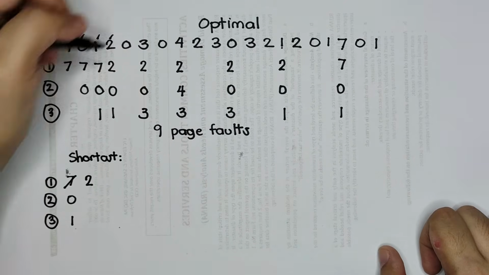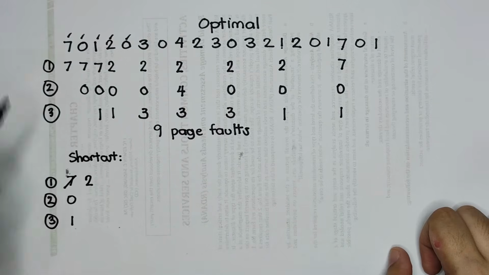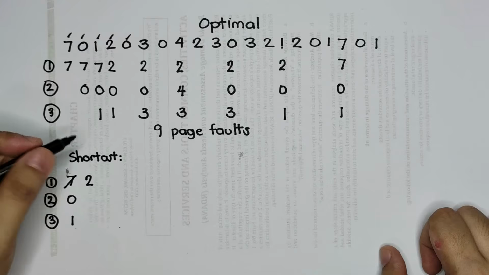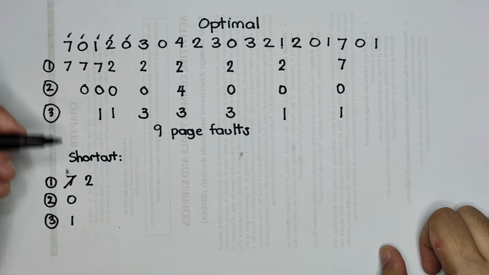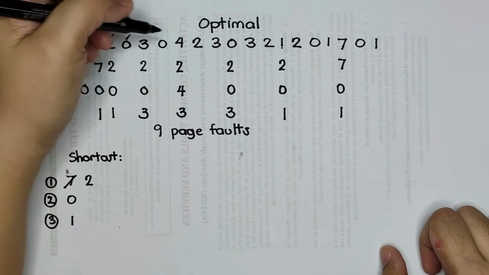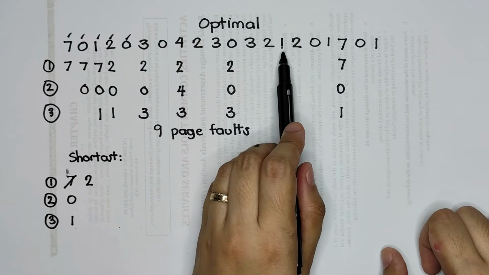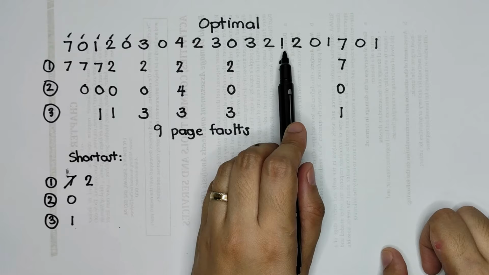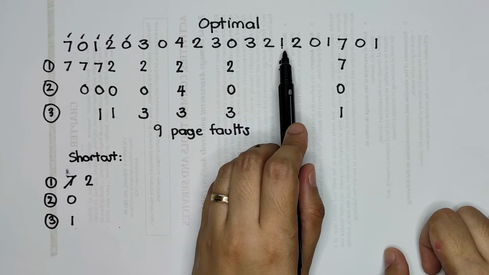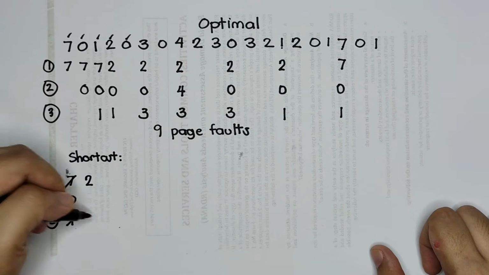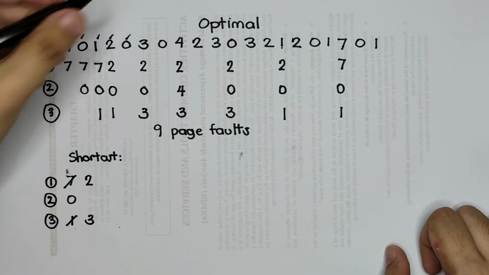Okay, next we already have 0. Next we have 3. Our current contents of the page frame are 2, 0, 1. So we're already at 3. Since 1 will not be used for the longest period of time compared with 0 and 2, replace 1 with 3. Okay, let's replace 1 with 3.